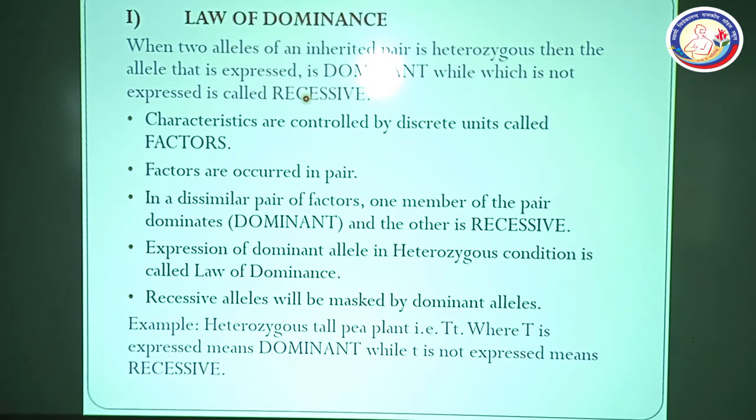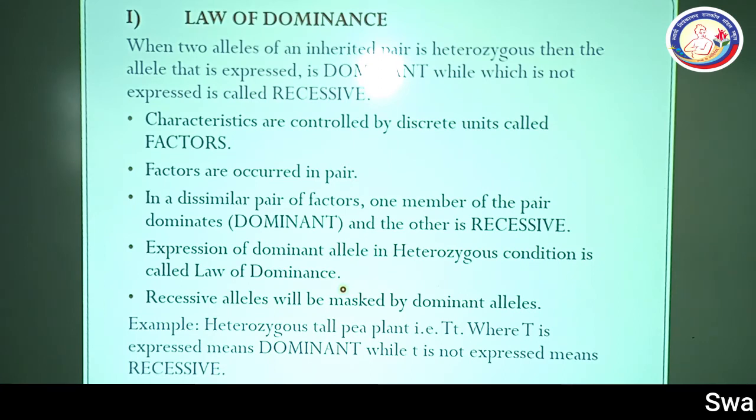Suppose I have capital T and small t. So in the capital T and small t, the plant will be tall. So dominant character is expressed, while small t is not expressed here, that is recessive. Characteristics are controlled by discrete units called factors. The units which control the traits or characteristics are known as factors. Factors occur in pairs. In a dissimilar pair of factors, one member of the pair dominates, that is called dominant, and the other is recessive. Expression of dominant allele in heterozygous condition is called law of dominance.